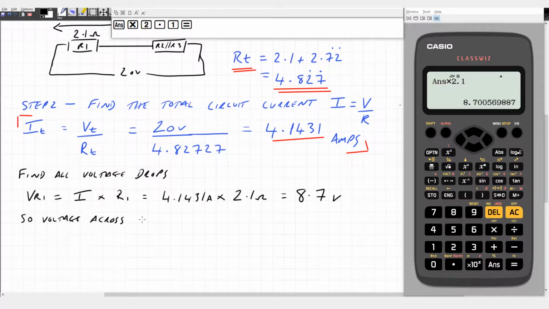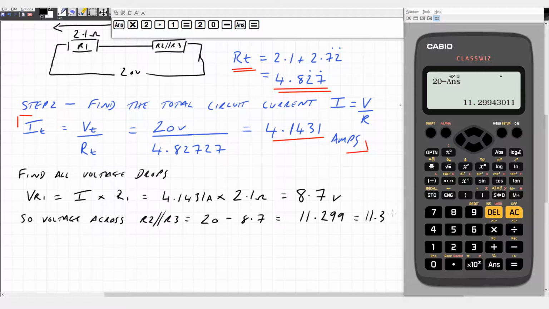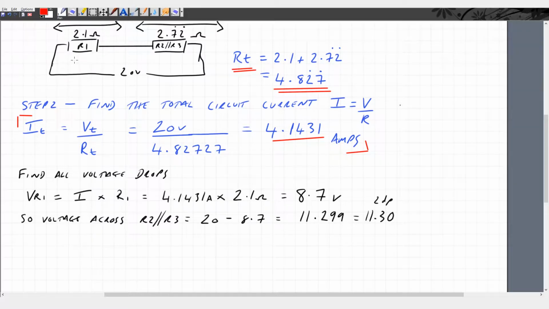So the voltage across the parallel part must be 20 volts, take away the voltage across R1. So you do 20, take away that. It's 11.3 when you round it the same. So 11.299 volts is across the parallel part, because 11.3 and 8.7 add up to 20. So just draw them on, 8.7 volts there and 11.3 volts across there.